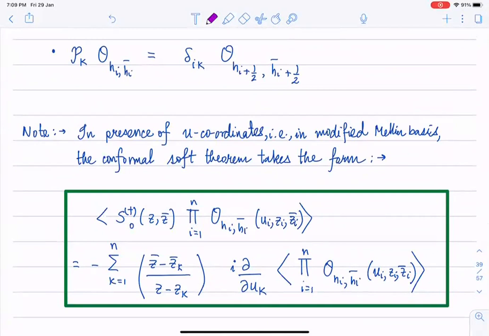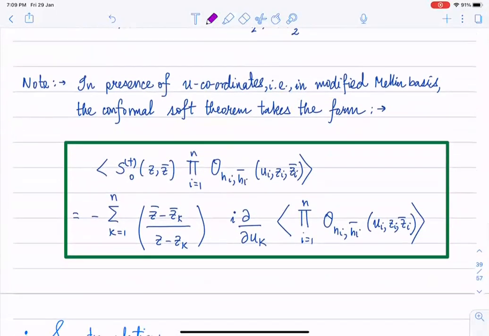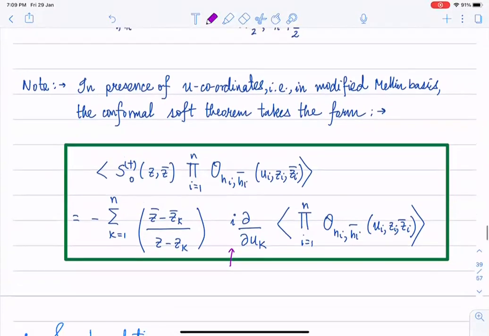And then it turns out that this conformal soft theorem takes the following form, where now the difference in the structure is the following: instead of this operator P_k, which shifts the dimension of the kth operator by a factor of 1, you basically have this derivative operator, which is given by this ∂_{u_k}, and that accomplishes the same objective, right? So this is the form that you get when you write down things using the modified Mellin basis.